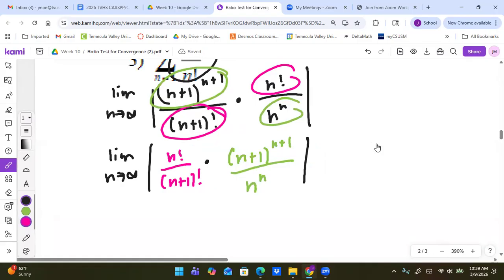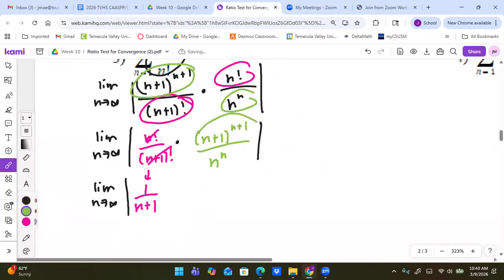All right, I've grouped stuff together. Let's see. I can cancel factorials. This will cancel and leave an n plus 1 behind in the denominator, 1 over n plus 1. Gotta write your limit notation. I can't cancel anything here. But let's break up this exponent, that n plus 1, and just see if things happen, because we're trying to simplify.